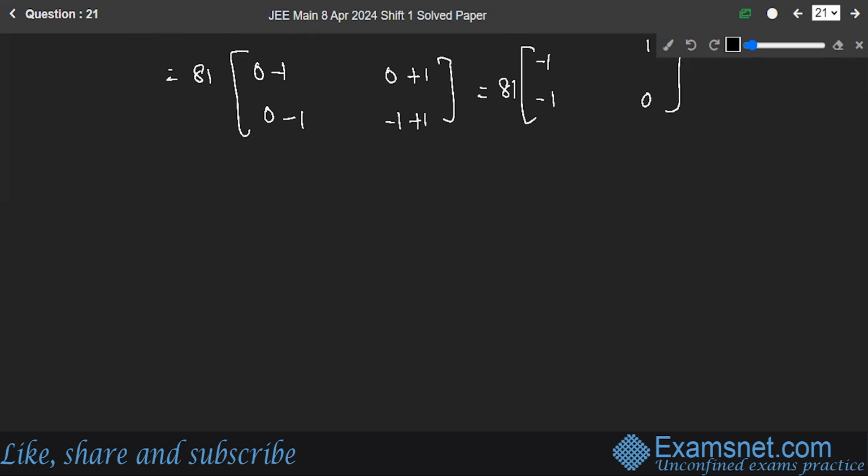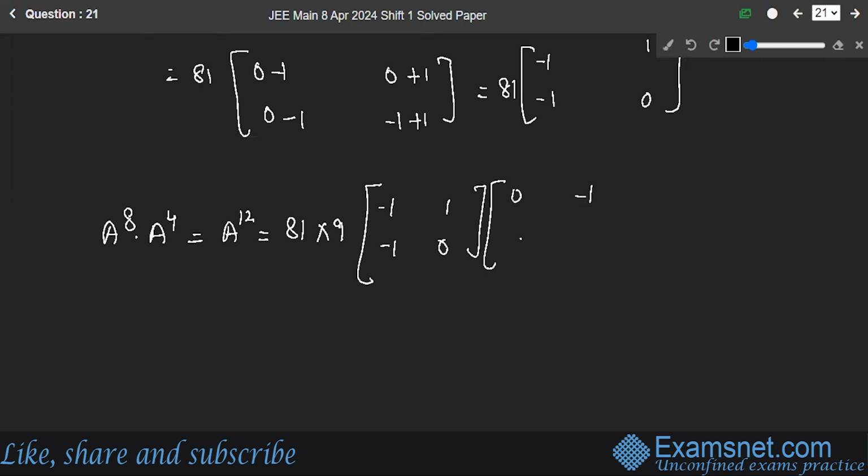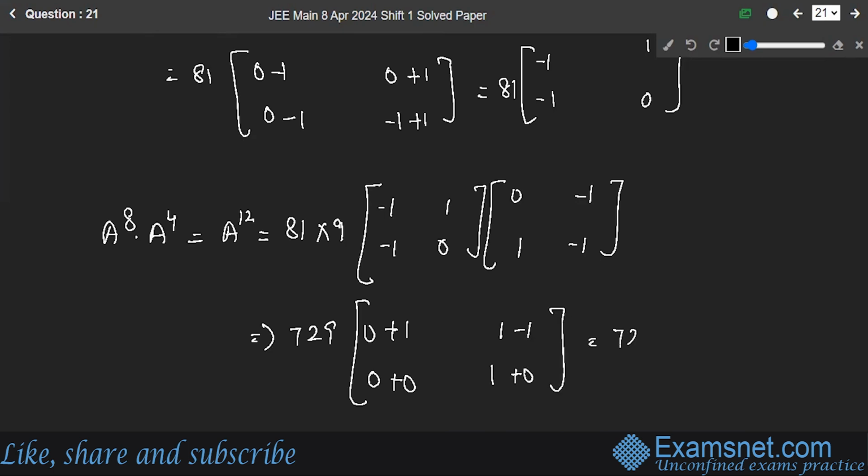Now I have to find out A power 13. For that, I'll be doing A power 8 into A power 4, and I'll get A power 12. So what was A power 8? It was 81 and A power 4. This was into 9. So this is minus 1, 1, minus 1, 0. And A power 4 was 0, minus 1, 1 and minus 1. This gives me 729. This will be 0 plus 1, 1 minus 1, 0, 0, 1, 0. So 729, 1, 0, 0, 1. Identity matrix actually I got, right?